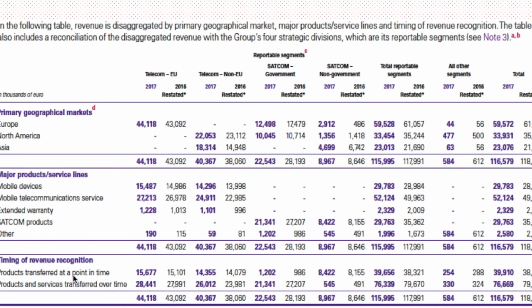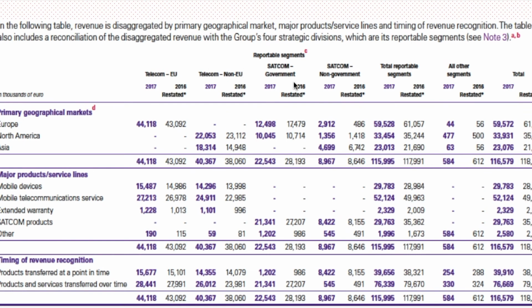And the timing of revenue recognition, whether it is recognized at a point in time, which basically relates to sales of goods, or over time, which generally refers to the sale of services. So this is the primary market, based on geography, based on product, and based on the nature of revenue recognition, for the periods 16 and 17, and all based on the reportable segments. Suppose telecom EU is one of my reportable segments, then non-EU, then government, non-government.